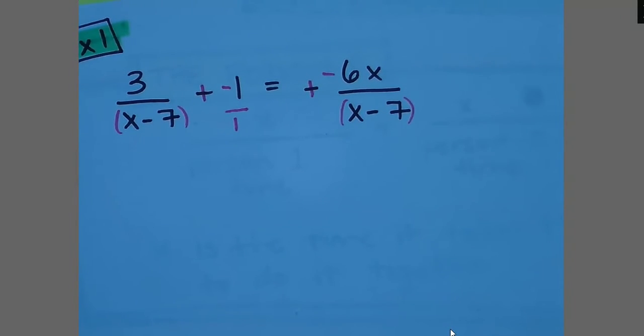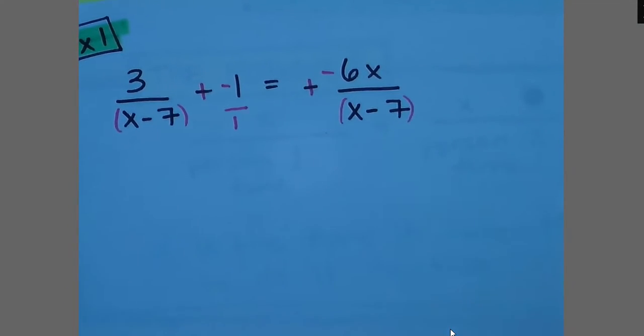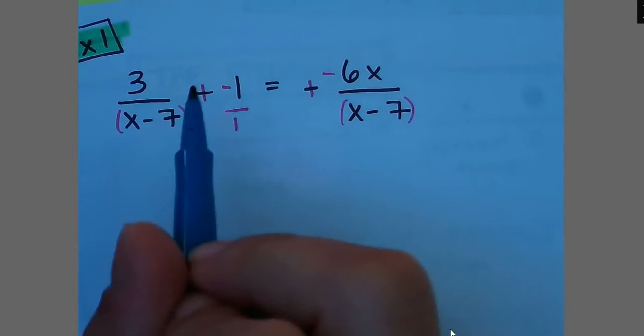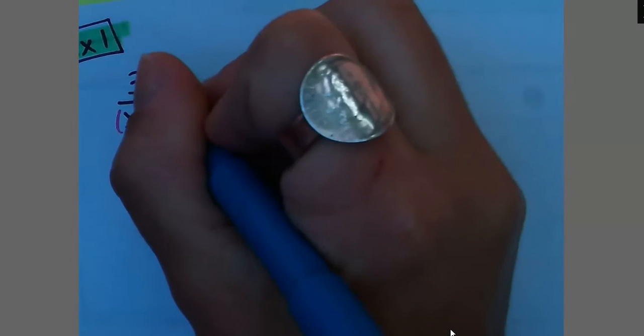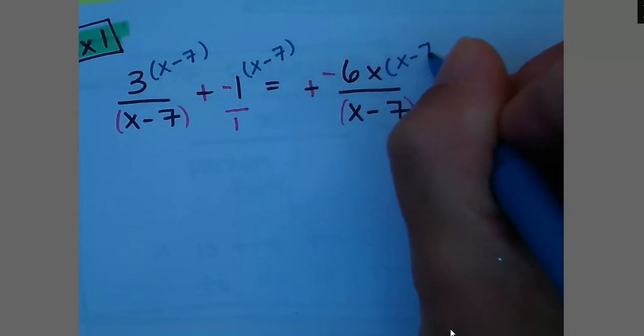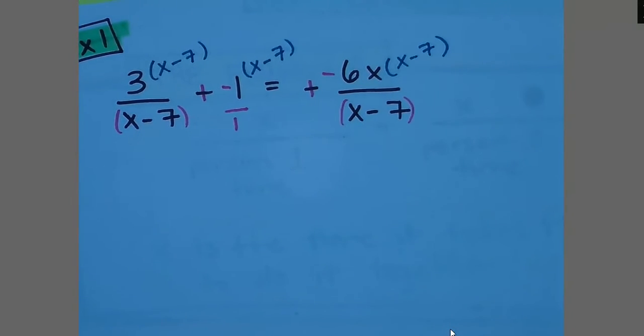Now, this next step is going to be very weird. I'm telling you, you're going to think I'm absolutely bonkers, but let me show you. I'm going to multiply everything on the top, only the numerators, by the common denominator. x minus 7, x minus 7, x minus 7. Now, look at what happens.